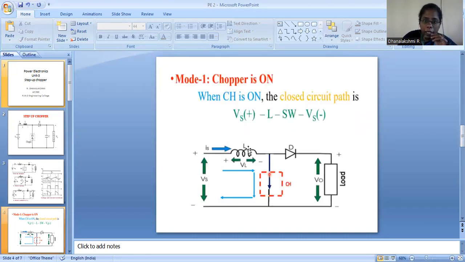So here we can see that when the chopper is on, the inductor is connected in parallel to the source, and no load is connected. So the output voltage will be 0. The source current will be flowing from the positive of the supply, goes to the inductor and back to the negative of the supply. No current flows in the load during the chopper on period.